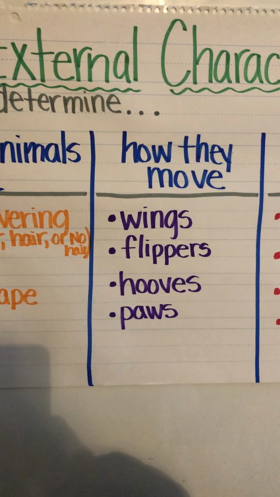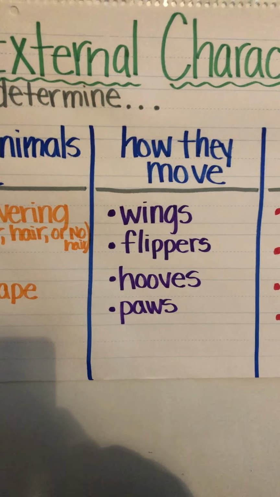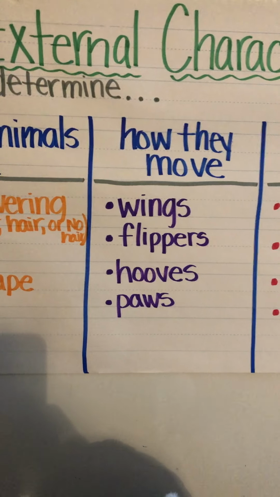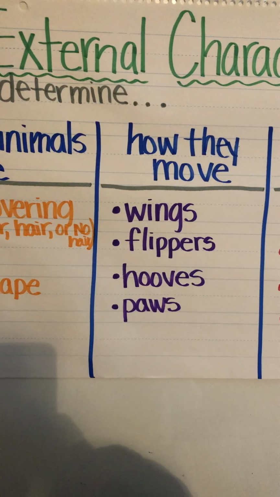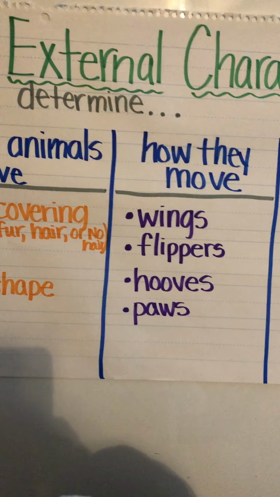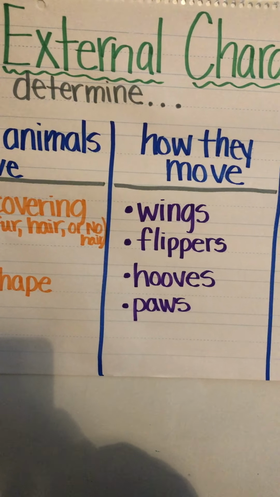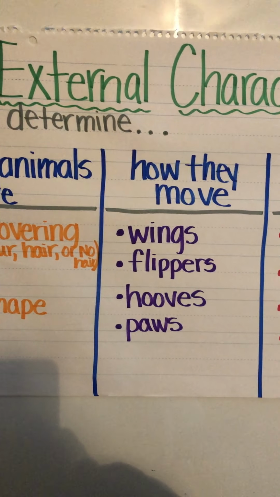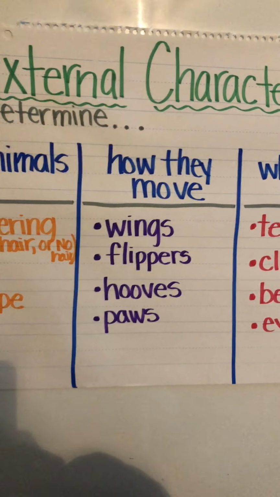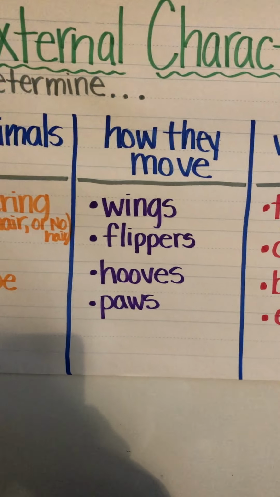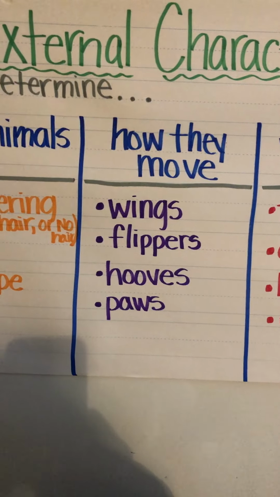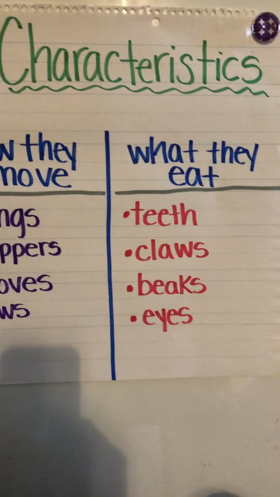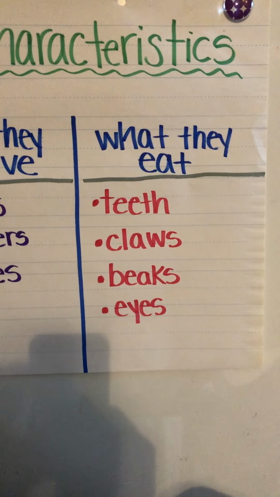Paws. Who has paws? Do we have paws? Is that what we call our hands and feet? No. Cats and dogs have paws, right? They're very soft and sensitive and protected by fur all around their paws. So different types of body parts help the animals maneuver around and get to places. Our other one is what they eat.